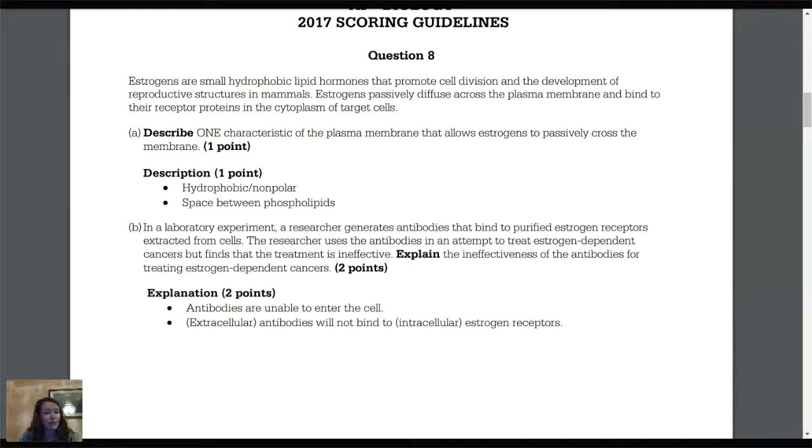And then your second point comes from saying that antibodies will not bind to intracellular receptors because they're extracellular. And that's something that we'll talk about even more when we talk about cell signaling. But you usually are either an extracellular or intracellular receptor. And if you can't get through the plasma membrane, you're not going to be able to bind to a receptor that's inside. So that's just kind of interesting example of where some of the things that we're talking about would show up.